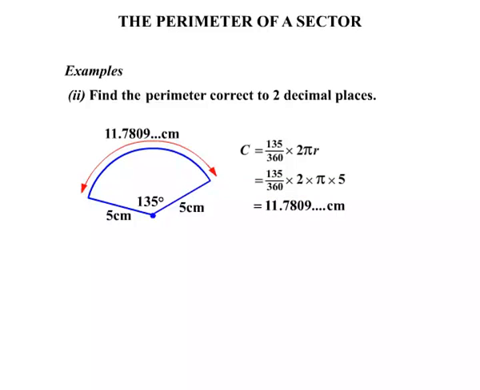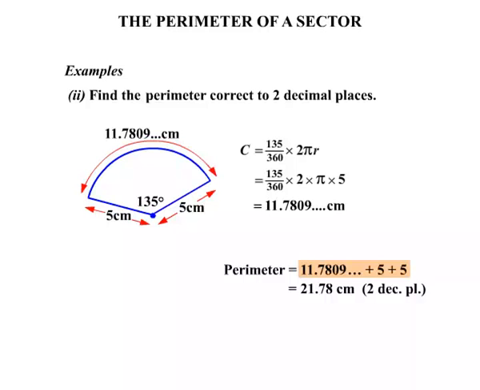But again, that's not our final answer. We're asked to find the perimeter, which is made up of the straight edges as well. So perimeter equals, those 3 sides we need to think about, need to add them up, and we end up getting 21.78 centimeters, and it's been rounded off to 2 decimal places.